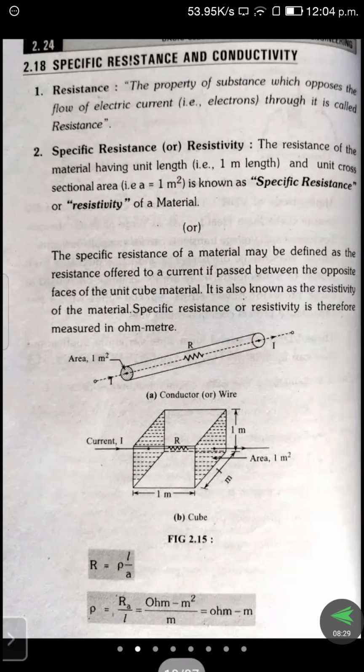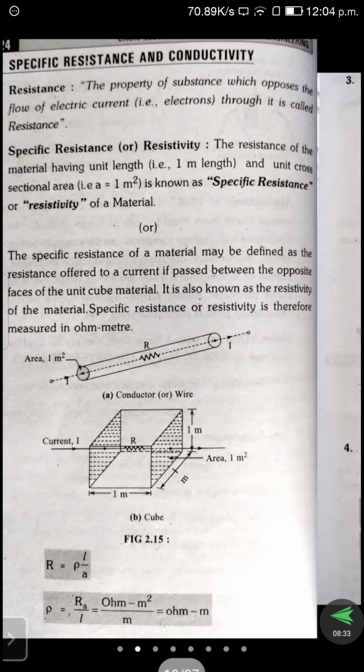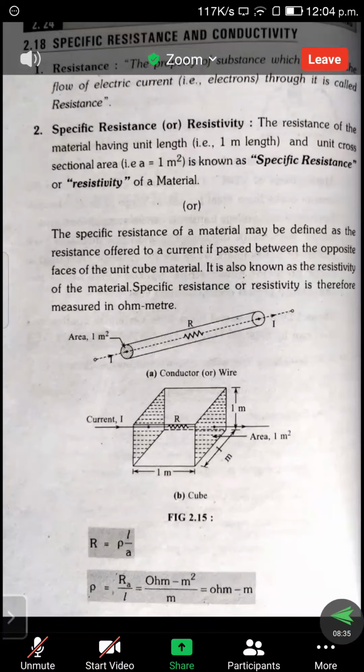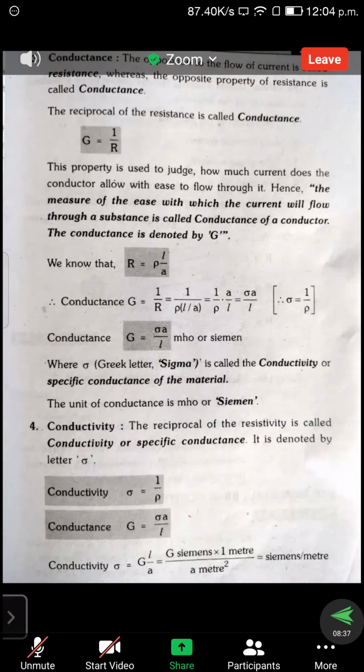So we can write the formula as resistance R, but in case of conductance, G is represented by 1 by R.